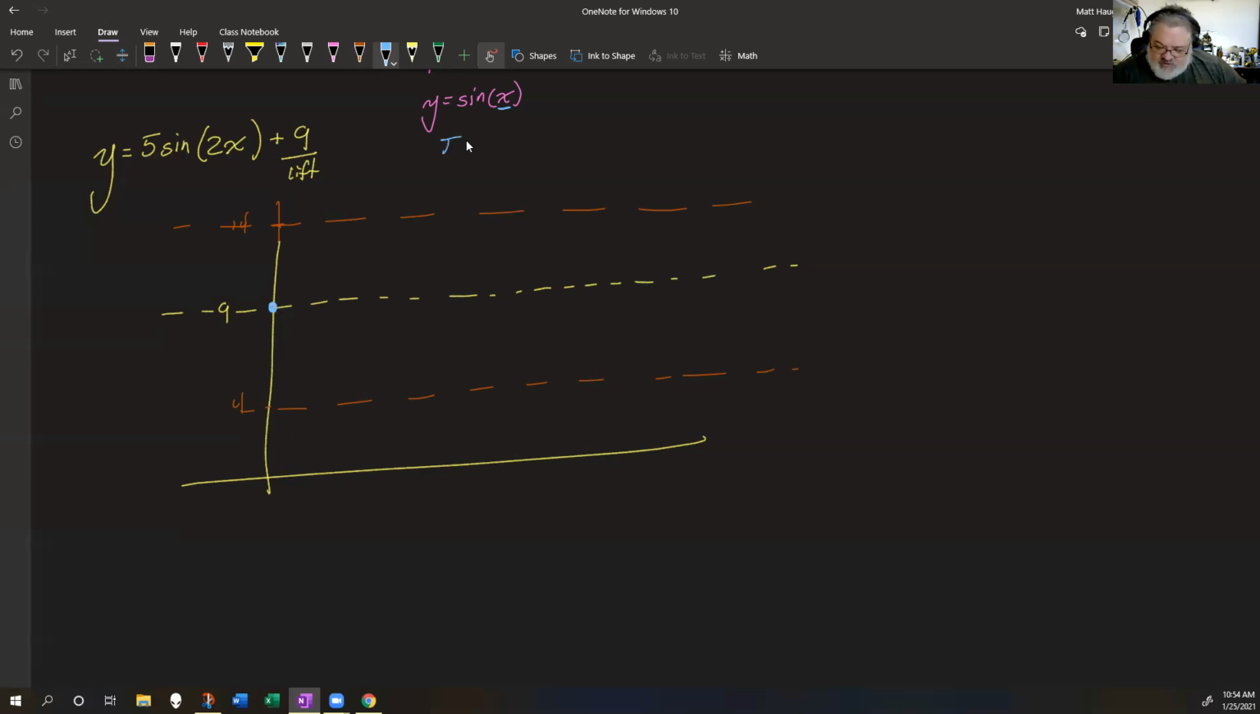And its period is going to be the natural period divided by that compression factor. So pi. So it's going to go through one oscillation from 0 to pi. If we want to graph out to 2 pi, another oscillation from there to 2 pi. It gets back to its equilibrium halfway there, its max at 1/4 of the way there, its minimum at 3/4 of the way there.